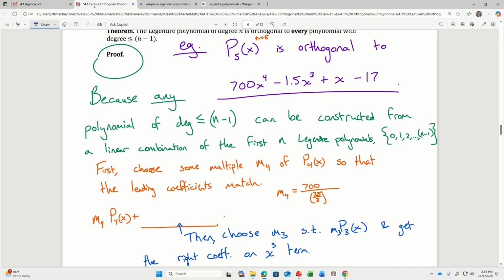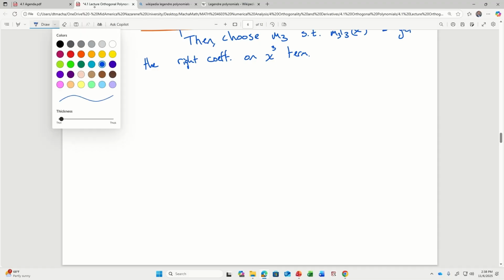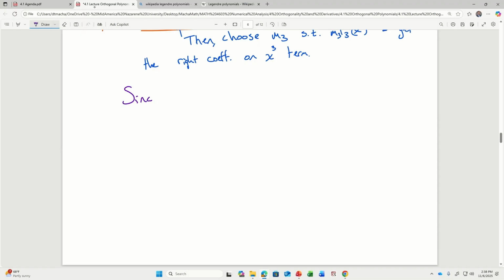And so since the polynomial I'm talking about, let's call it Q, since this is just a linear combination of the Legendre polynomials, oops, it's supposed to be plus.